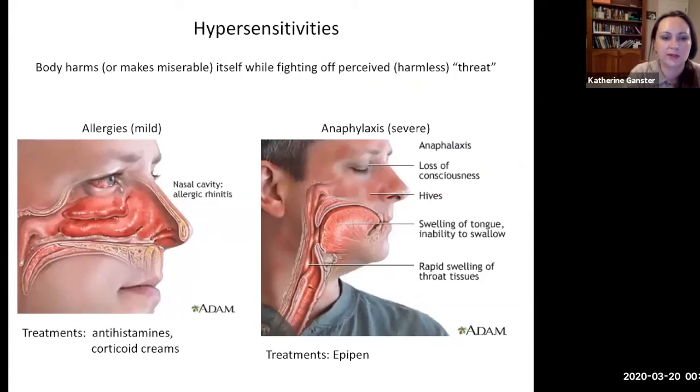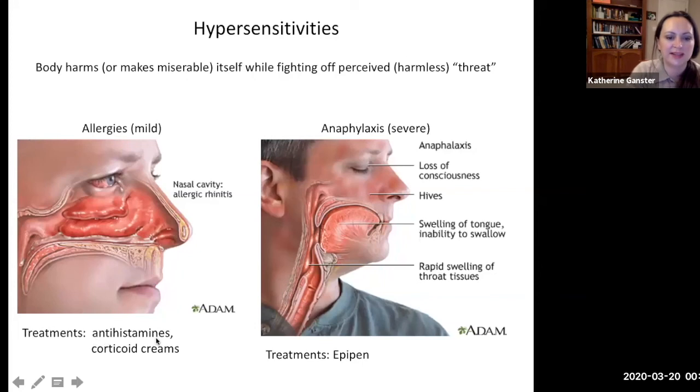hypersensitivities where your white blood cells are kind of making yourself miserable. Allergies are one of them. You can have histamine release. Remember, histamine is going to trigger water to leave the cells of the epithelium, which makes them kind of shrink away from each other, which makes the capillary more leaky, more permeable. And so fluid can go out into the interstitial space, causing local edema, local swelling. You get an increase in mucus production. And so you just have a swollen nasal cavity here.